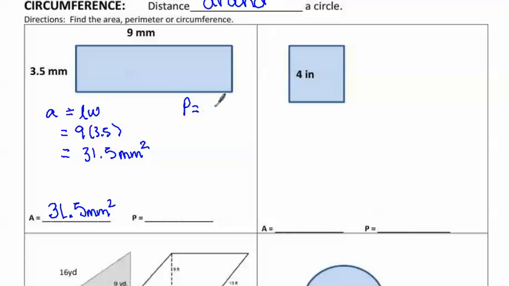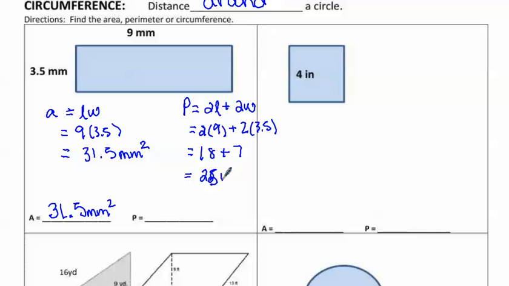Perimeter for a rectangle is 2 times the length plus 2 times the width. Again, the length is 9 and the width is 3.5. 2 times 9 is 18. 3.5 times 2 is 7. You do get a calculator for this lesson. 18 plus 7 is 25 millimeters. Perimeter is not squared.